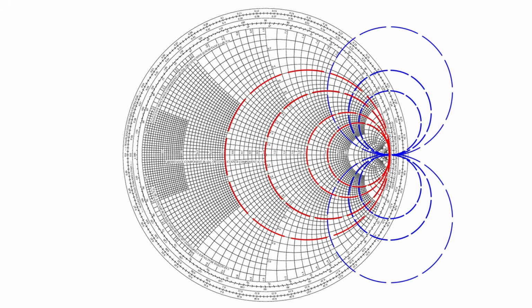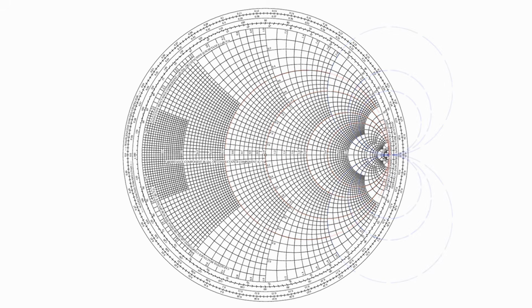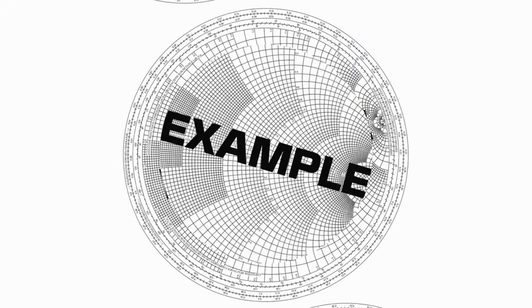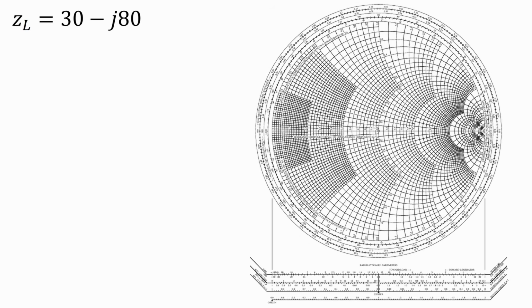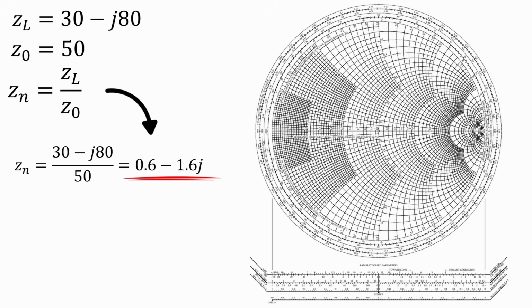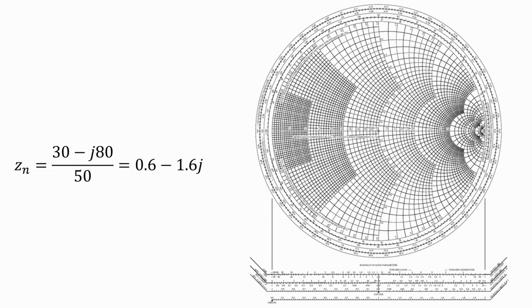Given the real and reactive circles present on our Smith chart, we can now map any normalized impedance on our Smith chart and use these impedances to find a reflection coefficient. Let's do a quick example. Load ZL and a characteristic impedance of 50 ohms. We first normalize our impedance so we can plot it on the Smith chart. We then look to see where our resistive circles and reactance curves cross.